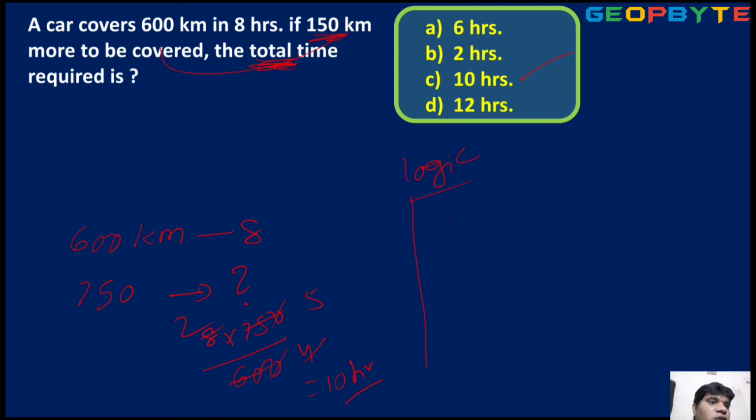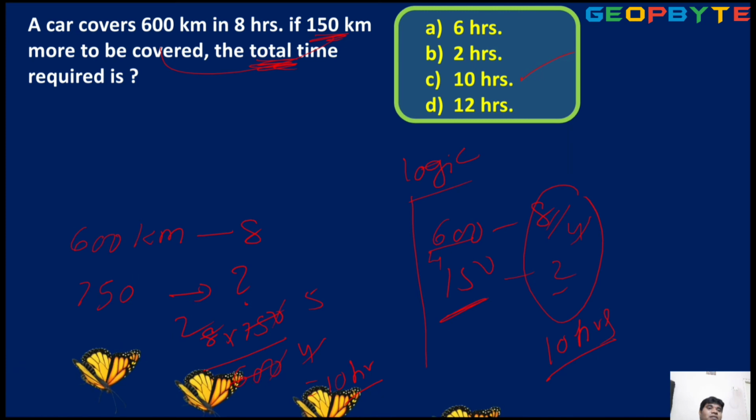Now the logical method. You want 150, so how does it come from 600? 600 divided by 4 gives 150, so the left side is divided by 4 and the right side is also divided by 4. So 600 is 8 hours, 150 is 2 hours. So 8 plus 2 is 10 hours. Direct logic. Next.